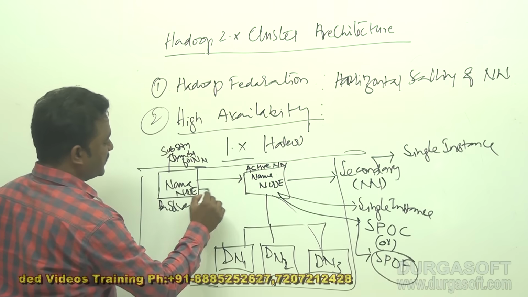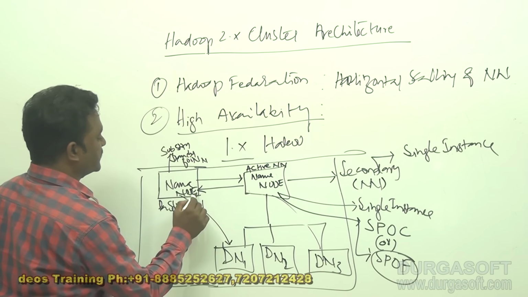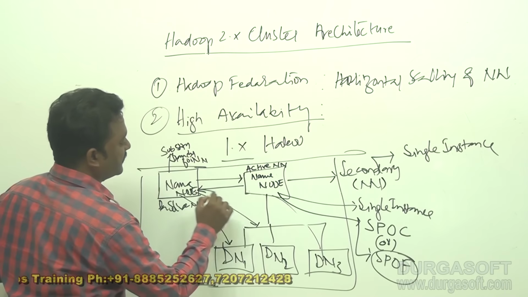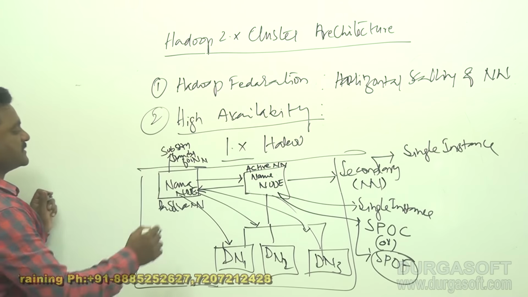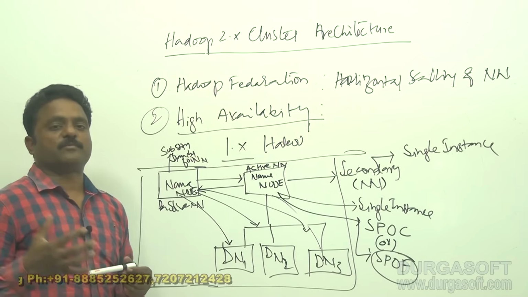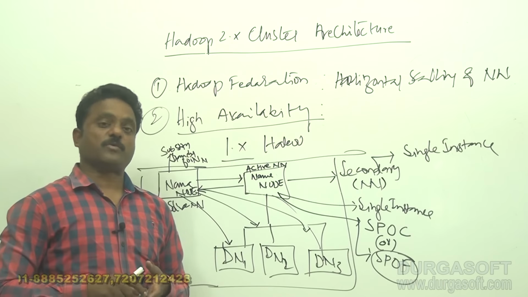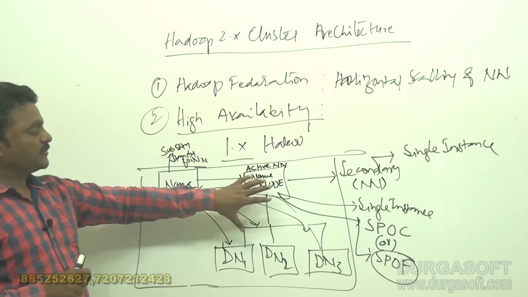And the point we have to understand here is that this passive name node would also have communication with the active name node, and also with all the different data nodes. That means the passive name node is a replica of the active name node. So what happens if anything goes down?